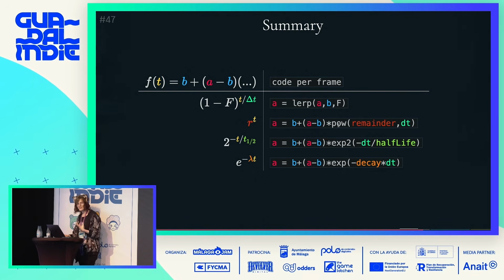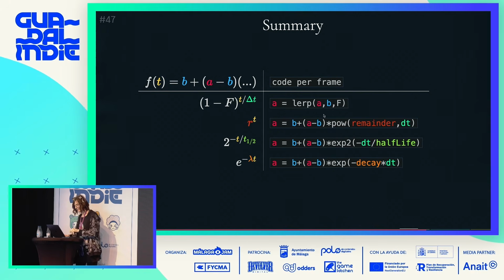Math libraries pretty much always have POW. They pretty much always have EXP. Sometimes they have EXP2 as well, not always, but you can just use a POW function for that as well. But I'm going to warn all of you, because all of you are probably like, oh, cool, r to the power of time, that seems like the best one. It looks the simplest, so I'm going to use that. But do not use that.